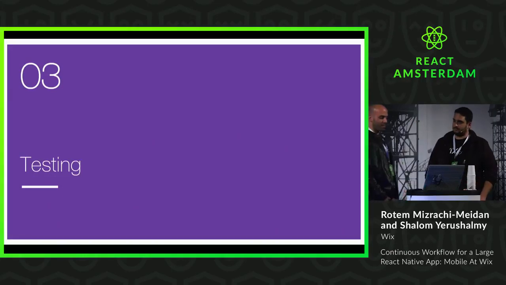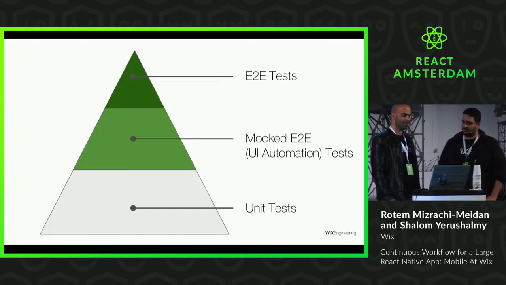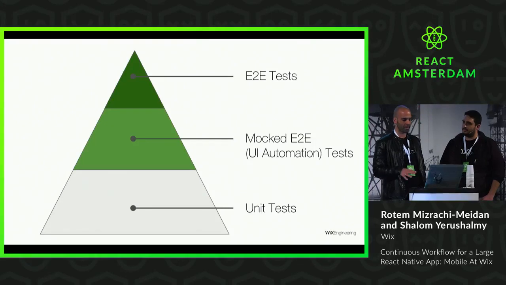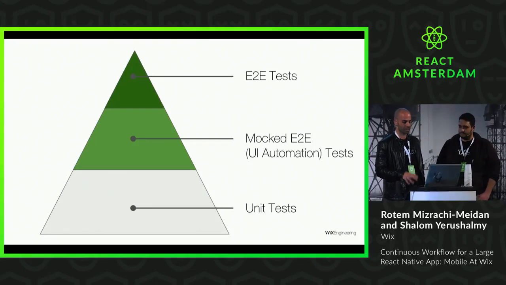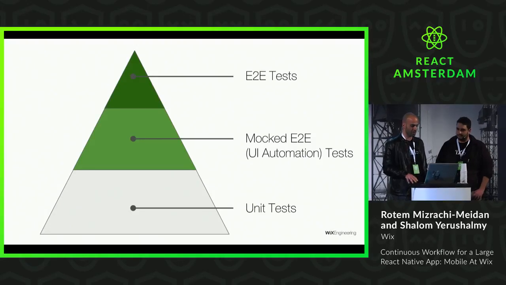So testing is a big part of our workflow. So here's a testing pyramid, of course. We use Jest for testing our unit logic. Most of the components are written with Remix, which is our opinionated way of using MobX, which is also open source. Surprisingly, we use Detox for end-to-end tests.